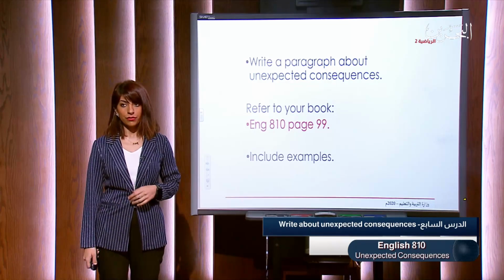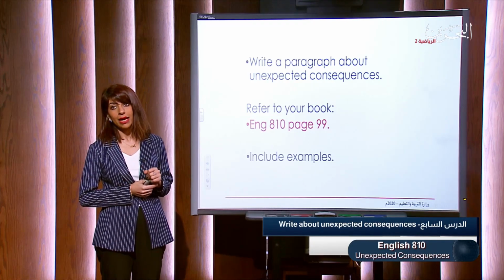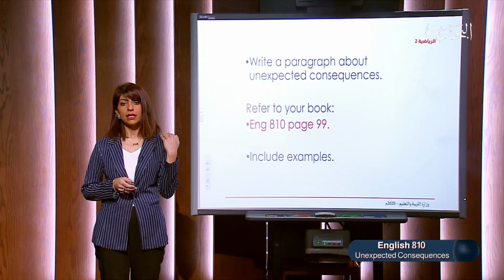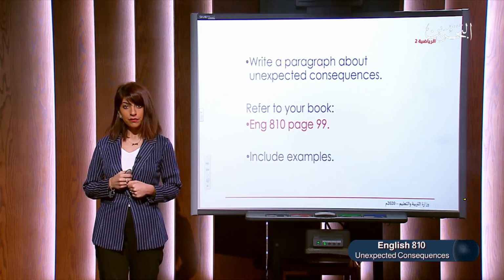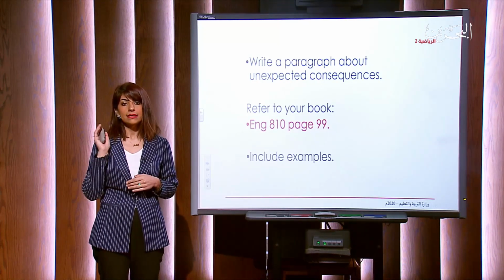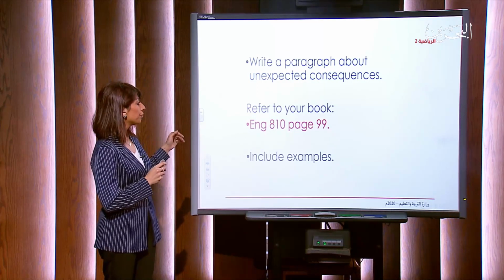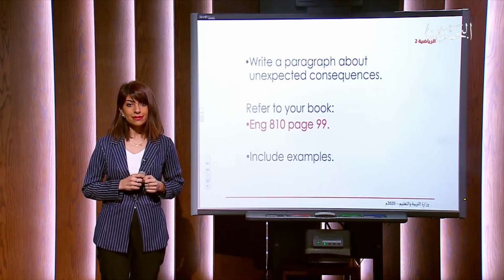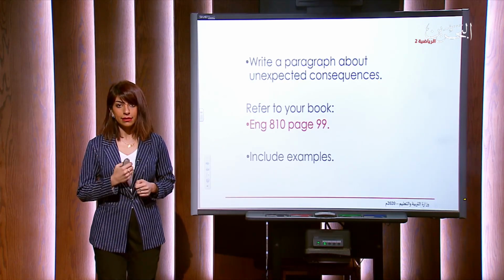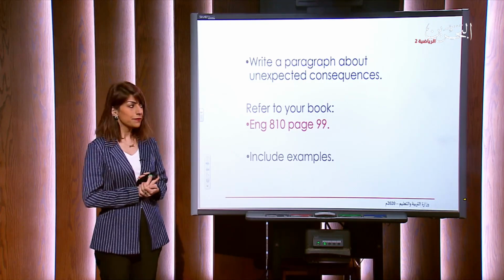This is the end of the writing, but before I finish my lesson, I will ask you to write a paragraph about unexpected consequences. You can refer to the topics that we have discussed previously, or you can have your own choice. Choose any topic, write the positive and the negative consequences, follow the layout. You may refer to your books, which is Project Success 3, English 810, page 99 for help. Don't forget, include examples.